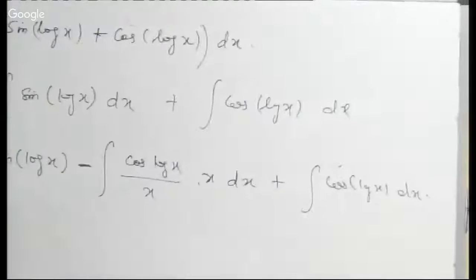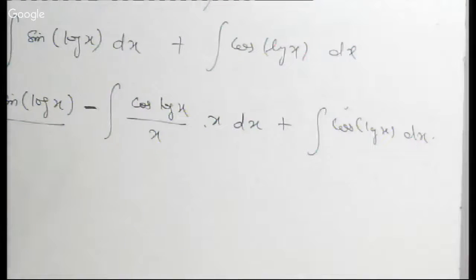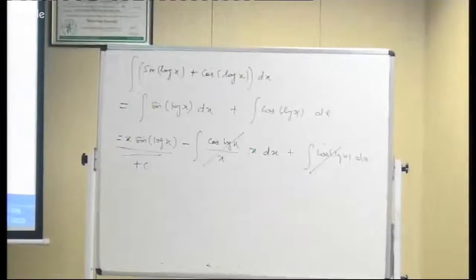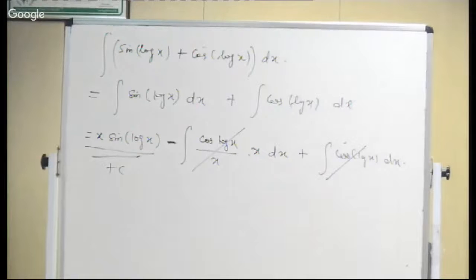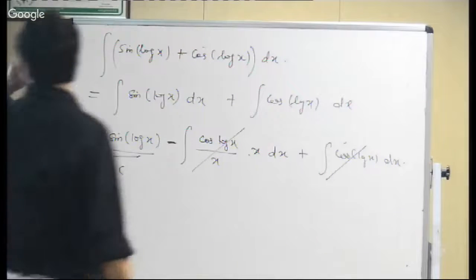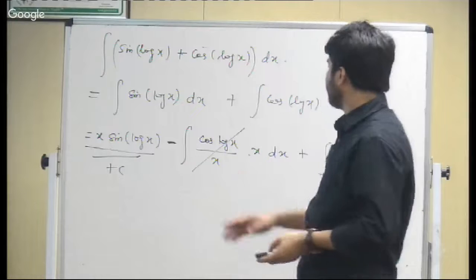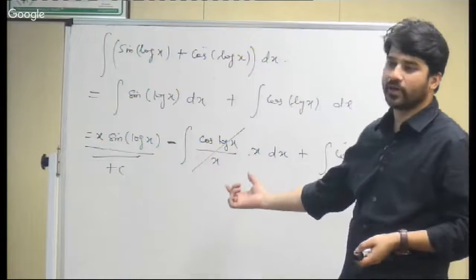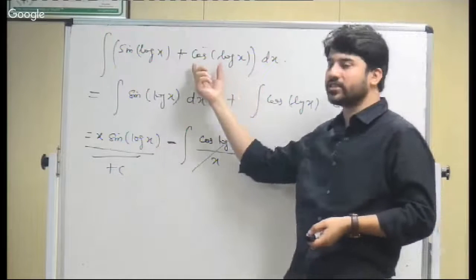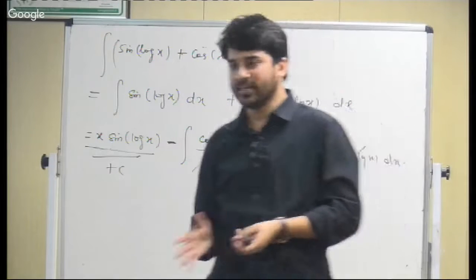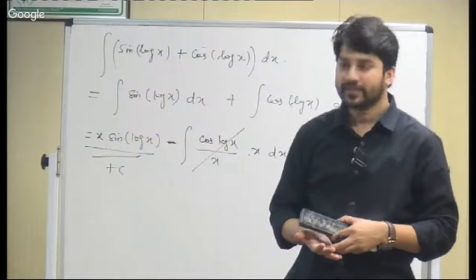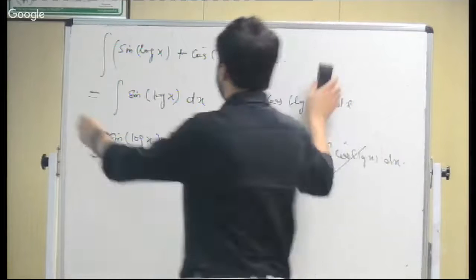So we got the answer. What will be the answer? This one, plus c. Right? Now, the 20th part, how to solve the 20th part. In the 19th part, I have already given you this thing to cancel it out. But in the 20th part, it is not being cancelled out. So we have to further do by parts. Let's see how.